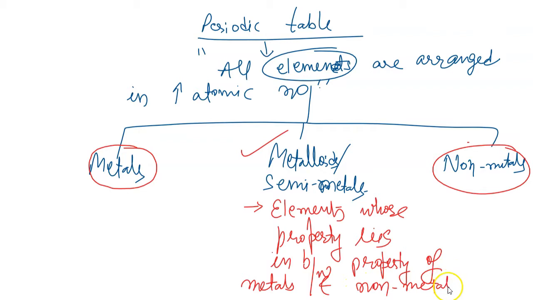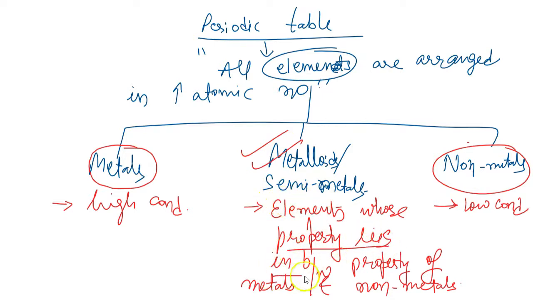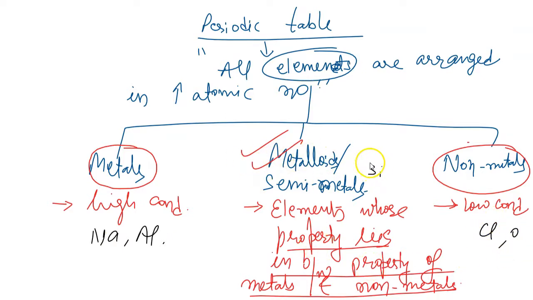Now what does this mean? Let us say if I talk about electrical conductivity, metals have high conductivity as compared to non-metals, which have low conductivity. So metalloids have conductivity higher than non-metals and of course lesser than metals. That is what we mean, that their properties lie in between the properties of metals and non-metals. But yes, let us remember a few examples. For metals you can say sodium, aluminium, etc. Non-metals you can say chlorine, oxygen. Metalloids, remember, for example, it is silicon.